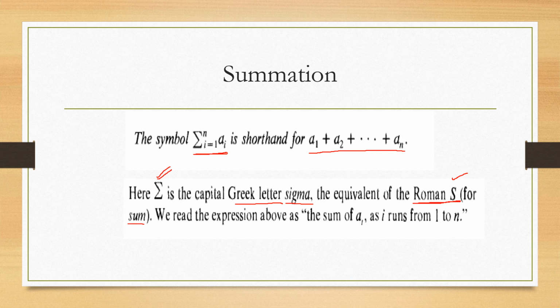We read the expression above as the sum of ai as i runs from 1 to n. The sum of ai where i varies from 1 to n.